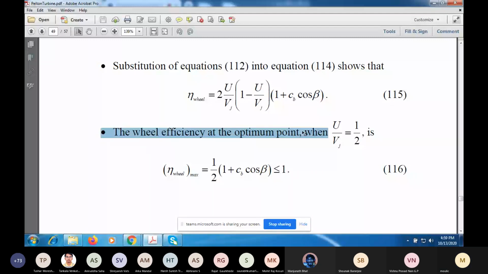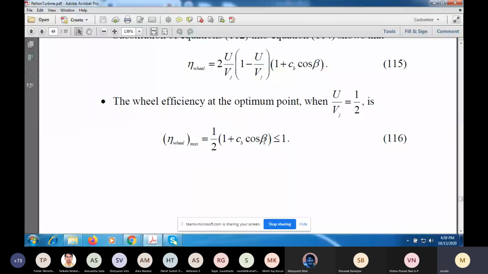Okay. And let us see what this expression reduces to at the optimum point, which gives the maximum power. If I put u by Vj equal to half, 2 into half will give you 1, and 1 minus half will give you half. So you will have half into 1 plus Cv cos beta. Now let us assume the fluid to be an inviscid fluid, then Cv is 1. Okay. And then if beta is 0, then cos 0 is 1, and you will have 1 plus 1 by 2. So the wheel efficiency will be 1 in this very special case, when the fluid is inviscid and beta is 0. In that case, all of the kinetic energy of the liquid will be converted to kinetic energy of the rotor. But in practice, it will be less than 1.